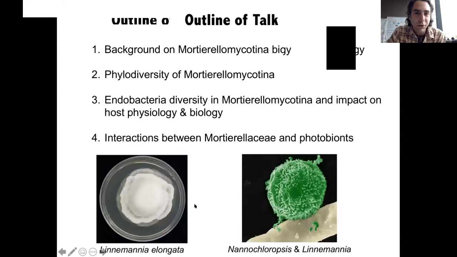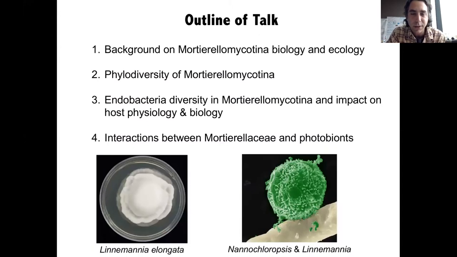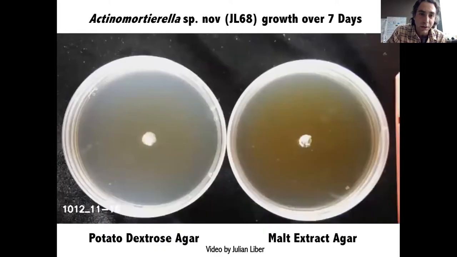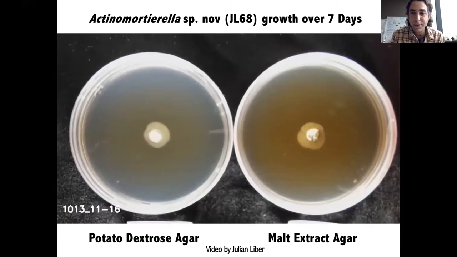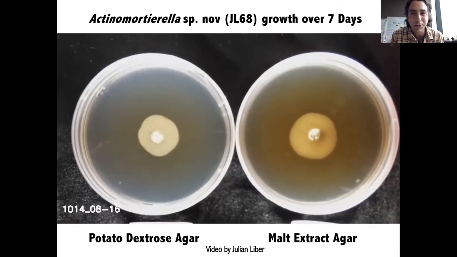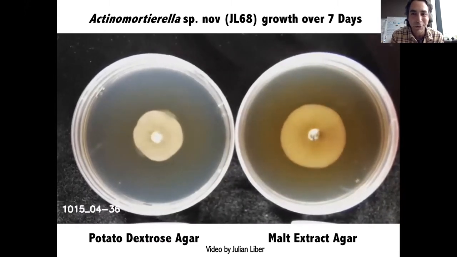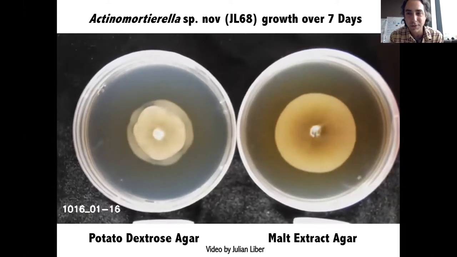So I'm going to give a little bit of background on the ecology and the biology, and then about the phylodiversity of this family or subphylum, if you will. The third part's going to talk about the bacteria. And then the fourth part's going to talk about Mortierella plant interactions. So these fungi are almost as charismatic as the Cabir Sawillis in Betsy's endophytes.